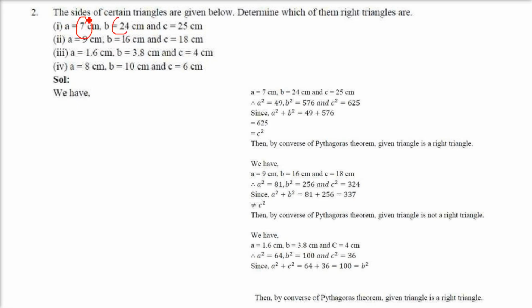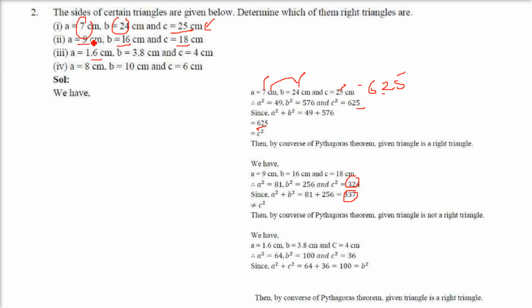We'll square these two and try to add them and equate with the square of 25. So 7 square is 49, 24 square is 576. We add them, we get 625, and 25 square is 625. So if you see, these are equal, that means this triangle with these sides is a right angle triangle, by the converse of Pythagoras theorem. Again we'll take 9 square plus 16 square, whether it is equal to 18 square. No, it is not, because this is 324, this is 337. It's not a right angle triangle.